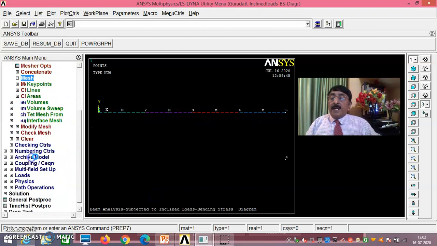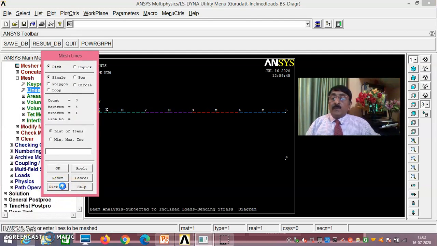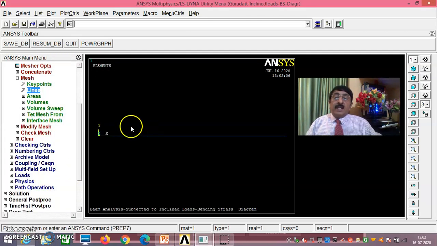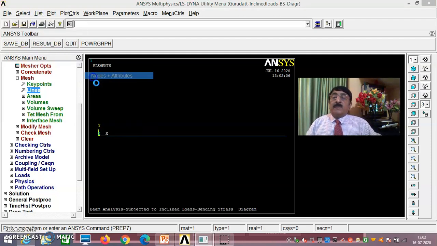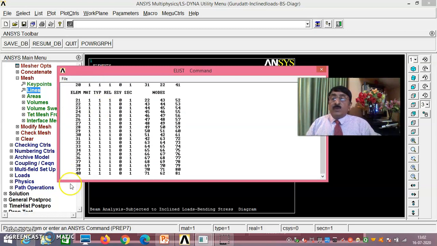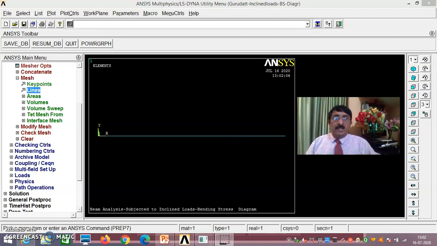Then mesh, lines, pick all, you do. Once you mesh the lines with pick all, you can get the list of elements. You see here 40 elements have been created. Correct? Now it is perfect till this. It is 40 elements that have been created here.